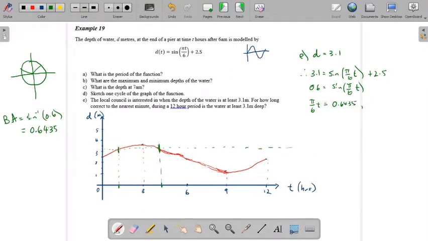Second quadrant would be pi minus 0.6435. Okay, so it's 0.6435 and pi minus that, which is 2.498. Okay, that's pi on 6t. T, then, we need to divide both of these answers by pi over 6.